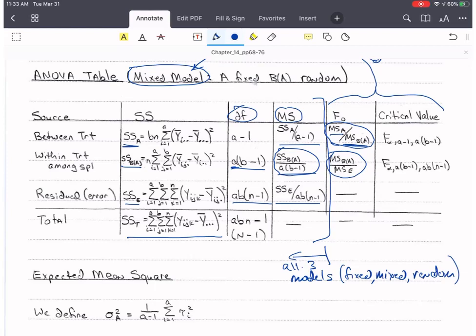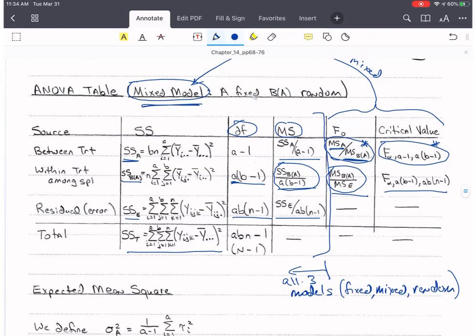So this will be the same and this will be the same, but these two with asterisks, they're going to be different depending on the model. If it's fixed, I'm going to take MSA divided by MSE. We'll see that later. If it's all random, if A and B are random, then it's going to be the same as this. All right. So again, I'll point out the differences, but for right now, this is for a mixed model. These last two columns only work for the mixed model.